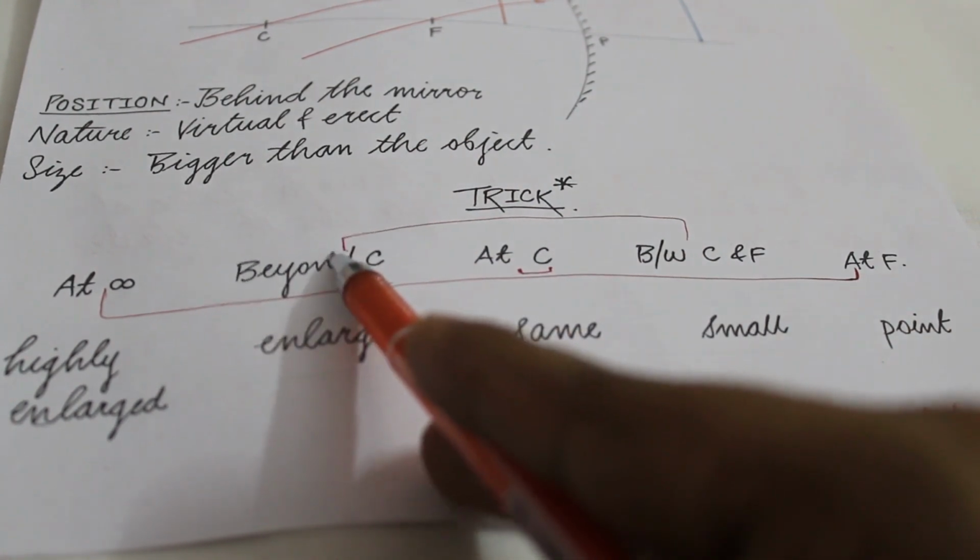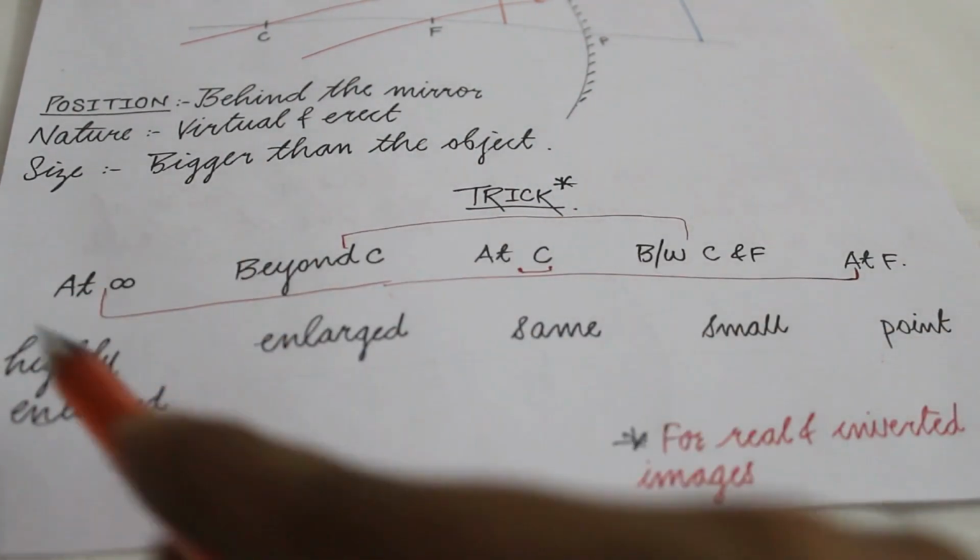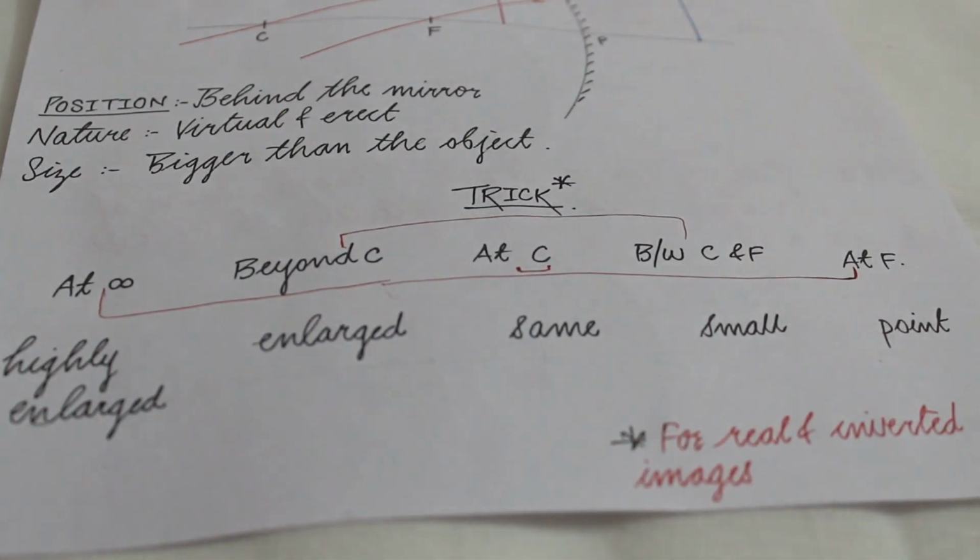Object kept beyond C, image will be between C and F, size small. So using this line you can remember the ray diagram.